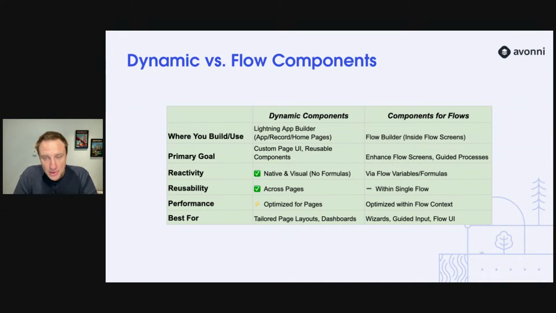And then you have the Avonni dynamic component. This is what I'm going to talk about and demo for you today. It's for when you want to build custom reusable UI directly on your Salesforce pages, like app pages, Lightning pages, and record pages. There's a lot of things you can cover with the dynamic component. It's more for creating things like custom dashboards, unique record layouts, or bringing some interaction, like related leads, that lives outside the context of a flow. So dynamic components are really a game changer. They bring the same no-code power natively to your Lightning pages, and are also optimized for performance with built-in reactivity.